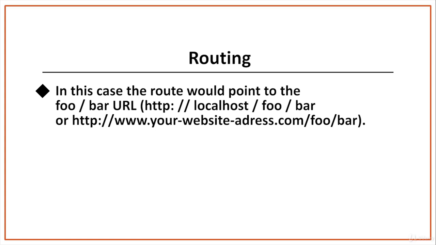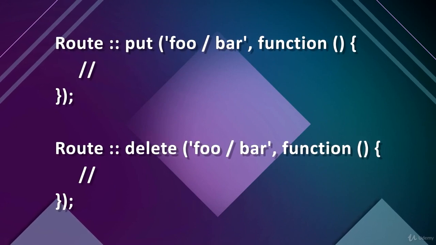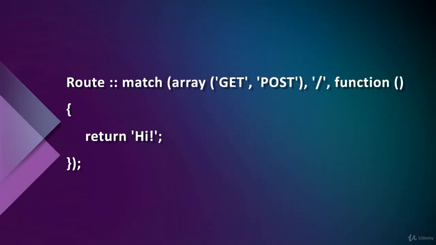In the same way, we can define routes for PUT or DELETE requests. To give you an example, just look at the screen now. But if we want a route to be defined at the same time for several verbs, we can do it by adding an array with the types in the following way as per the screen. Or for any type of HTTP request using the any method. To illustrate, just look at the screen.